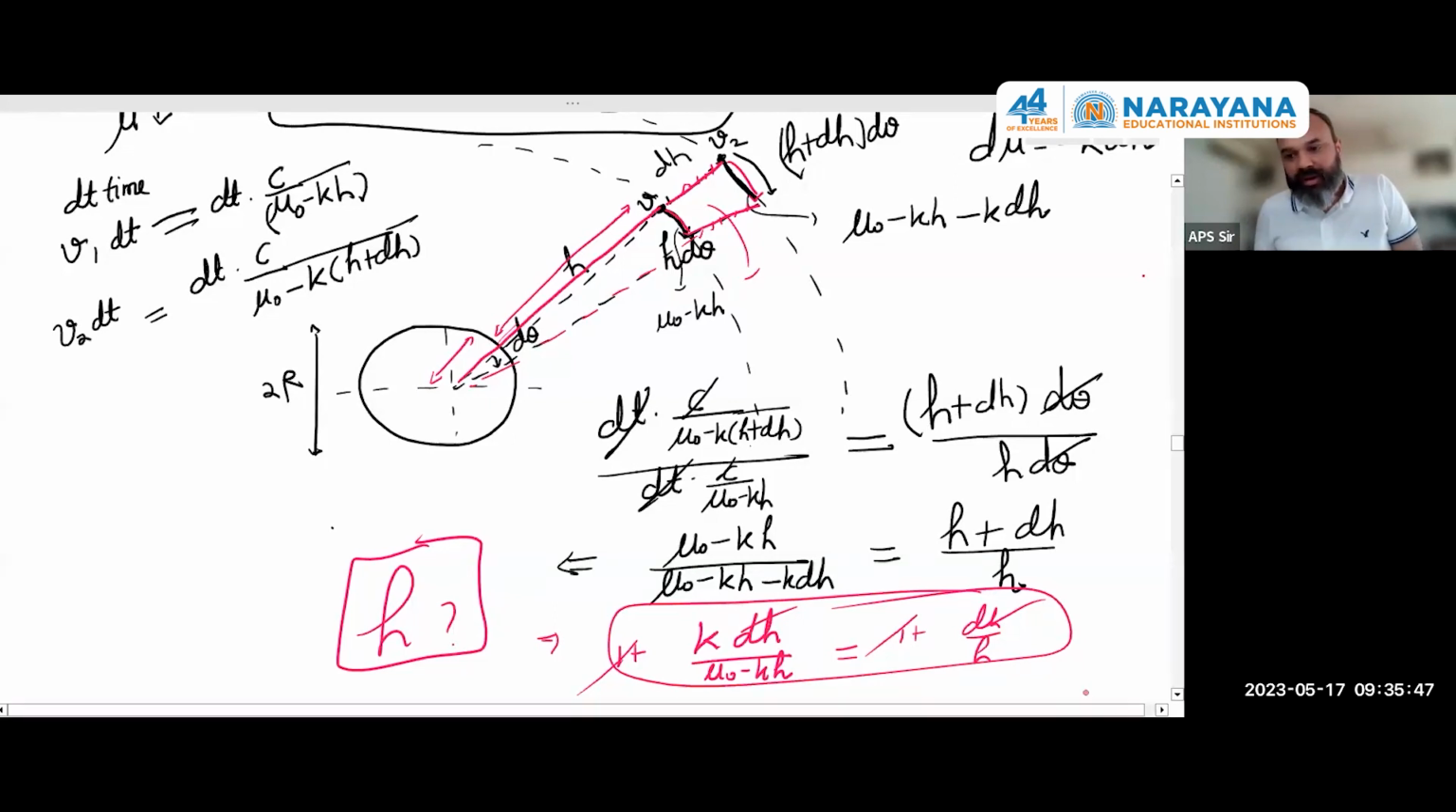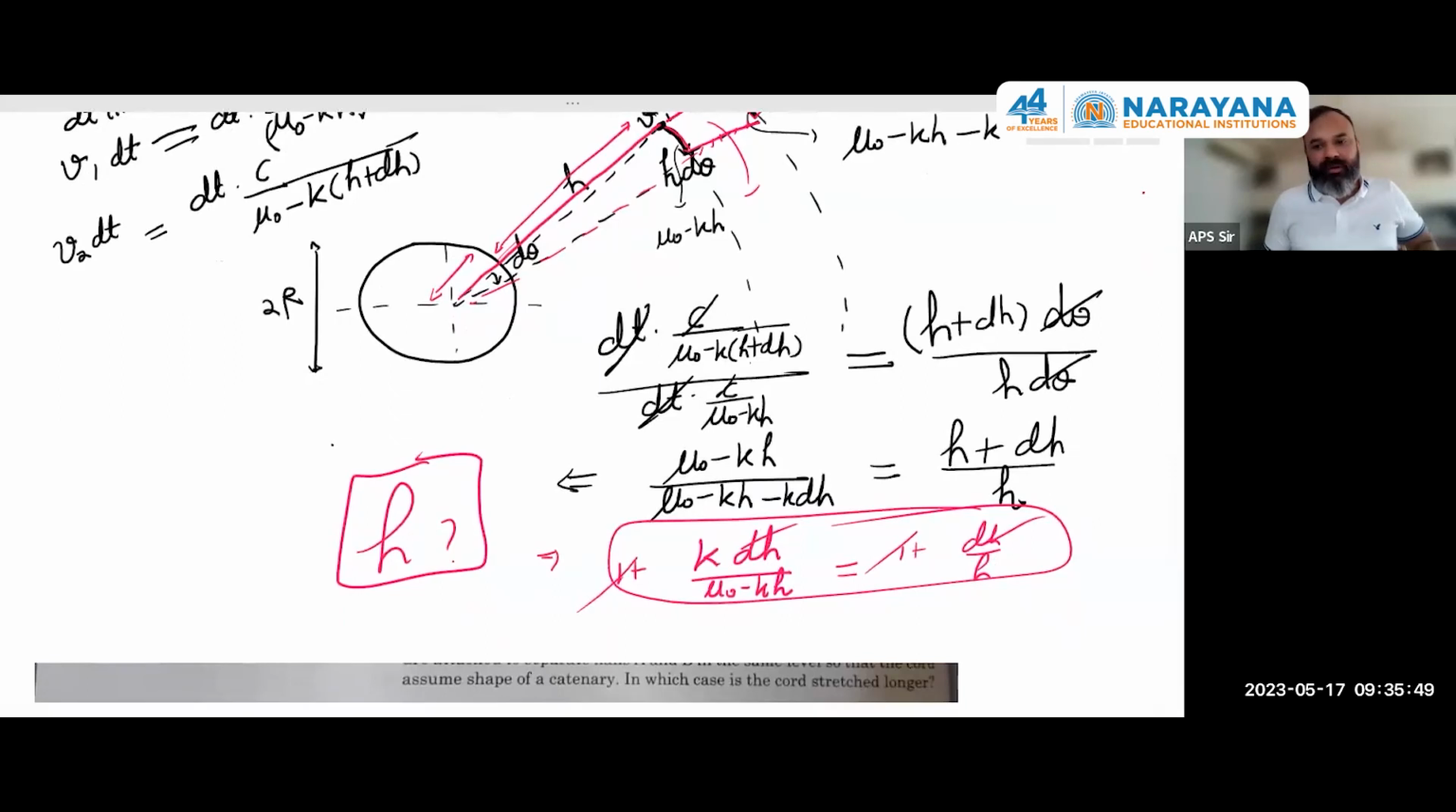And you will get your answer. So from here, you can find out the value of H, you cancel it, and you will get 2kH, and that comes out as mu naught. So H comes out as mu naught by 2k. So that will be your answer to the question.